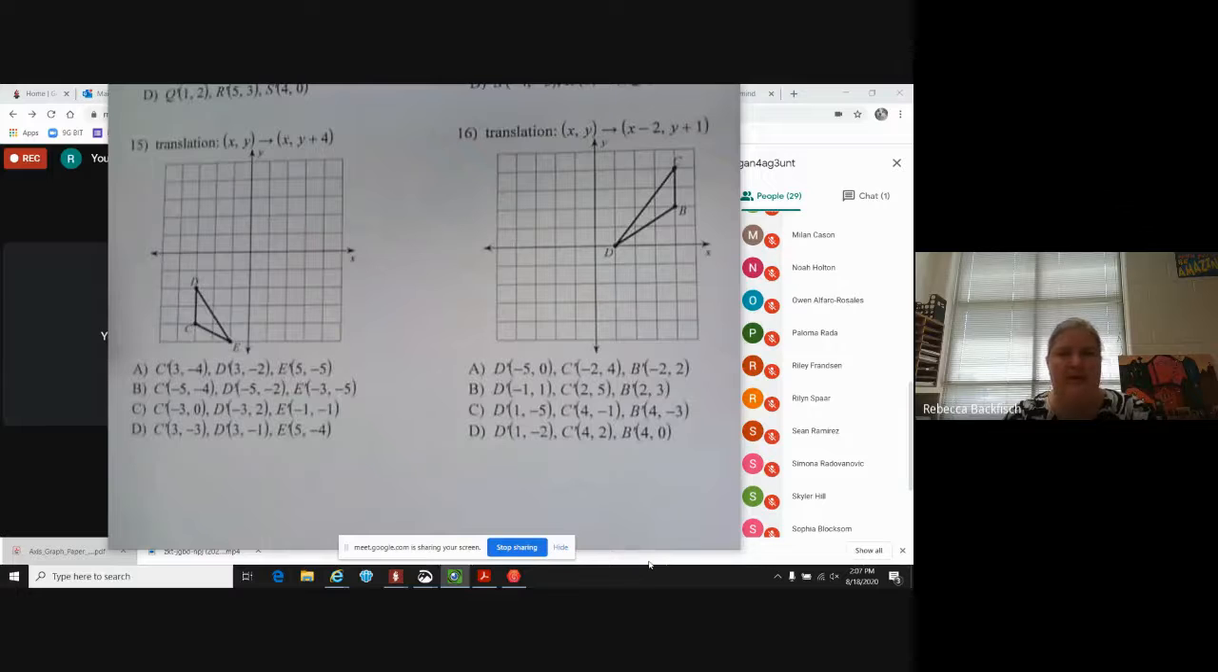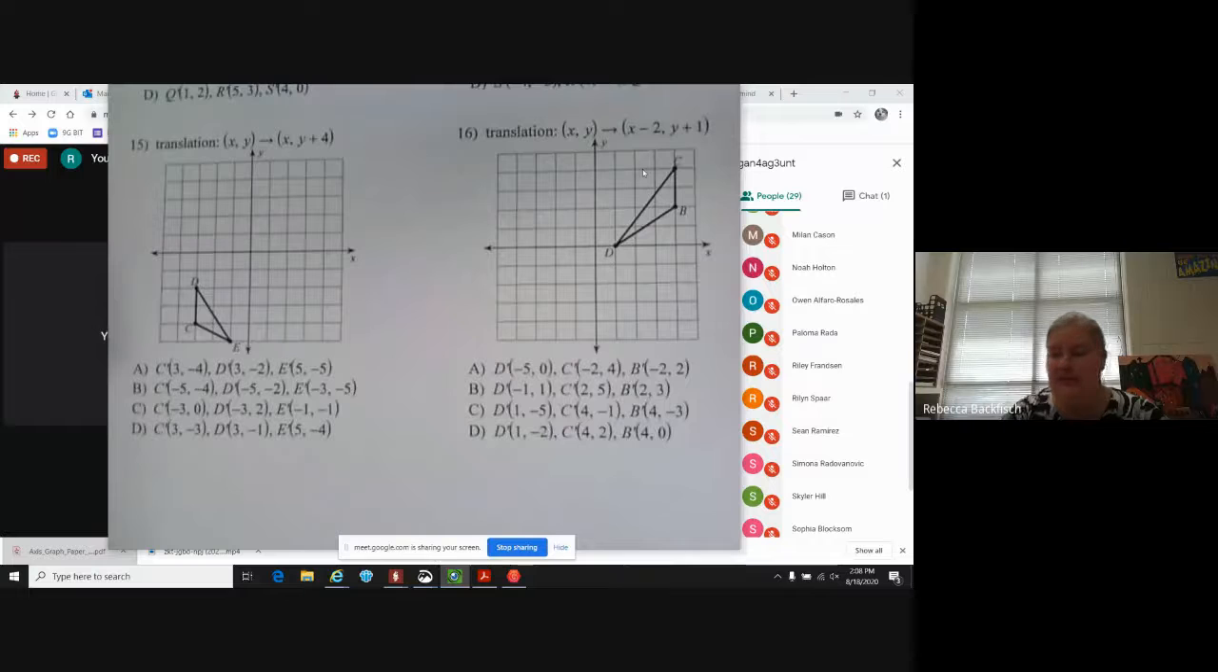Just real quick, let me point some things out to you as you're finishing these. If we subtract from x, that means we're moving it which way? Left. And if we add to x, we're moving it right. Similarly, if we add or subtract from y, that tells us whether we're going up or down. If we add, we're going which way? Up. And if we subtract, we're going down.